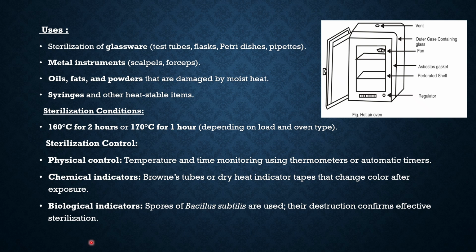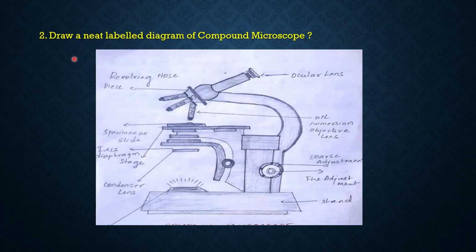So these are the indicators to know whether a particular temperature is reached and whether the sterilization has happened effectively. The third indicator is biological indicators, where we use spores of Bacillus subtilis. The destruction of the spores confirms that the sterilization is done effectively. And the second question is: draw a neat labeled diagram of compound microscope. So this is a diagram of compound microscope with labeling.